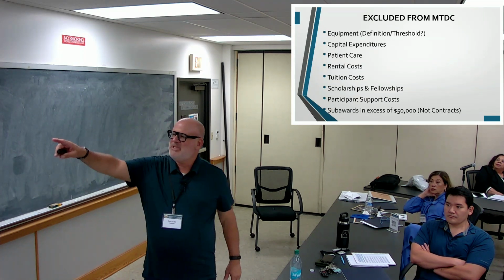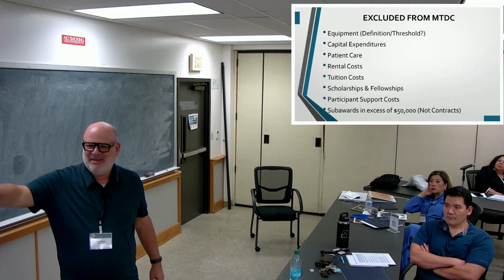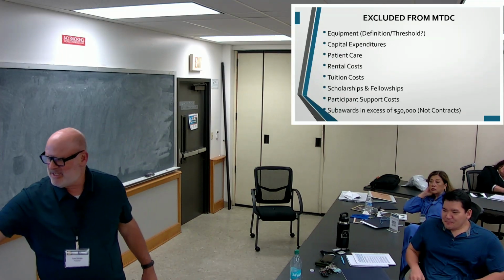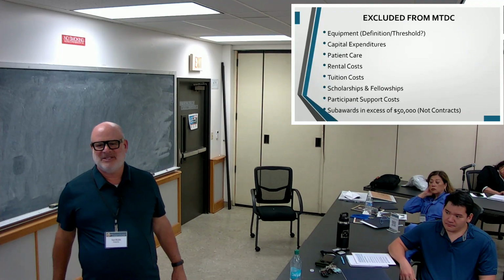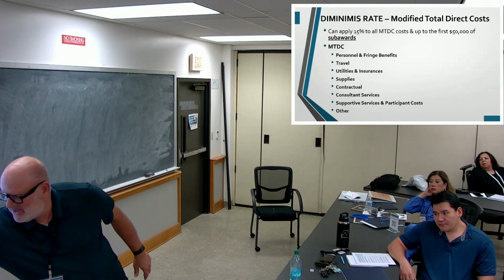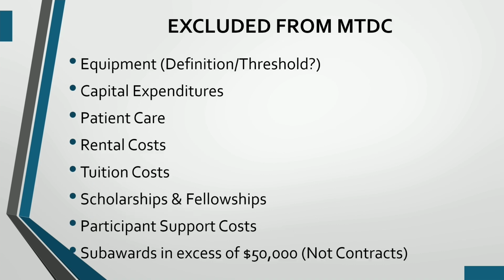So that's disallowed. So what's excluded? You can't charge it on equipment. You don't get 15% of equipment, capital expenditures, patient care, rental costs, tuition, scholarships, participant support costs, right? And any excess over 50,000, you cannot charge the 15. So it's those other categories, this slide, minus this, I've got to correct that. And you get your 15%. So all the work you're doing, you're getting that 15%. You're just not getting it out of a set dollar amount, because equipment's a one-time cost. Why would we pay 15% on the cost of a piece of equipment? That doesn't make sense. Or capital expenditure, and so forth, right?